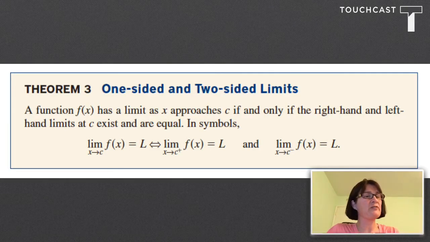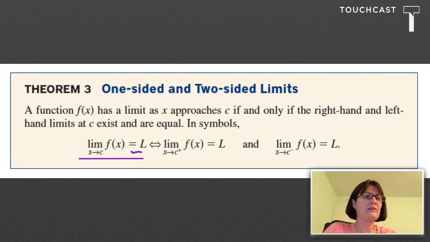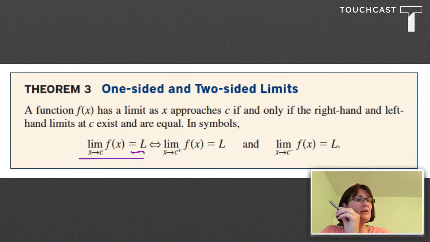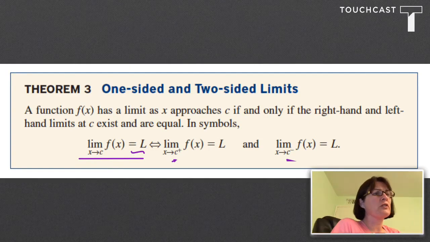So now that we know this notation for limit from the left-hand side and limit from the right-hand side, we can formalize our definition of what it means for a function to have a limit at a certain x value. A function f of x has a limit L as x approaches c, some particular x value, only if the limit of f of x as x approaches c from the right-hand side is equal to the limit as x approaches c from the left-hand side. So you can write those words into your paper, and you see there's also a place for you to write this theorem, theorem 3, in symbols.